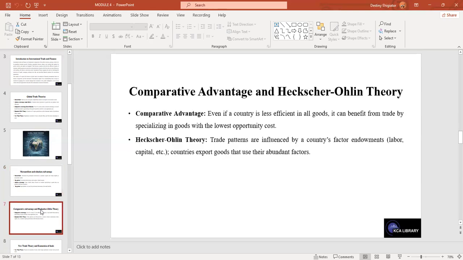Then we have the comparative advantage and the Heckscher-Ohlin theory. The comparative advantage says even if a country is less efficient in all goods, it can benefit from trade by specializing in goods with the lowest opportunity cost. While the Heckscher-Ohlin theory says trade patterns are influenced by countries' factor endowments, that is labor or capital. Countries export goods that use their abundant factors, like I said before.